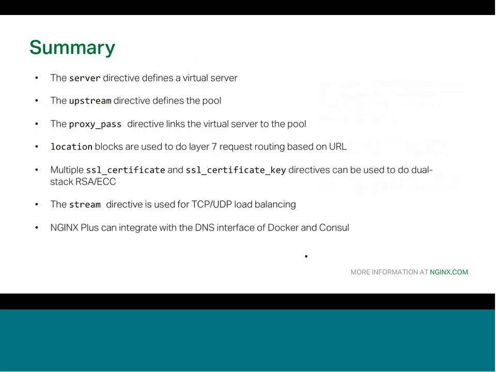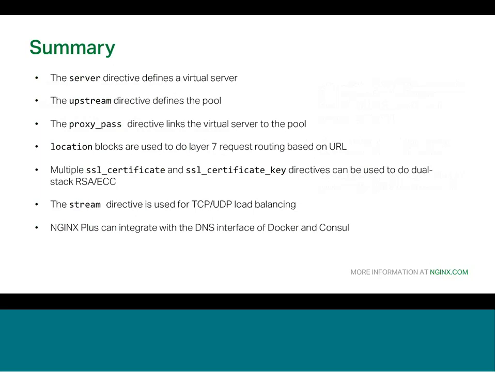Okay, and just to summarize what we talked about real quickly before we move on to the Q&A portion. There's a couple main directives here. The server directive is what you use to define a virtual server within NGINX. The upstream directive is how you define a pool. And the proxy_pass directive is how you link the virtual server to the pool.